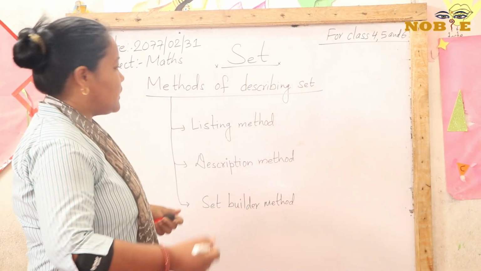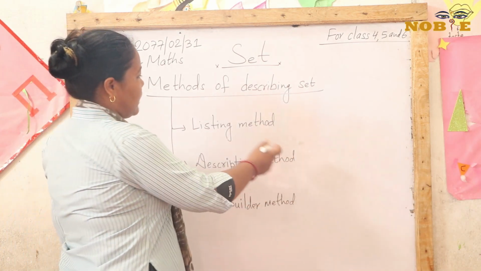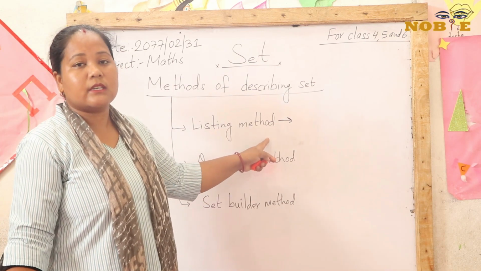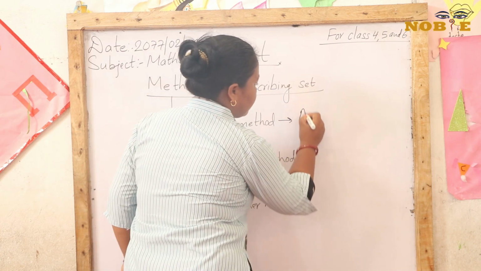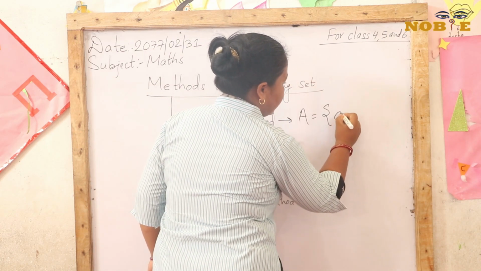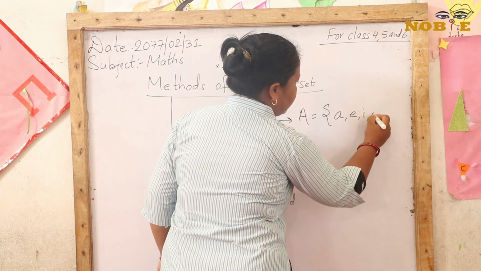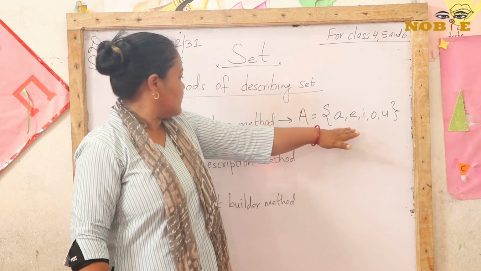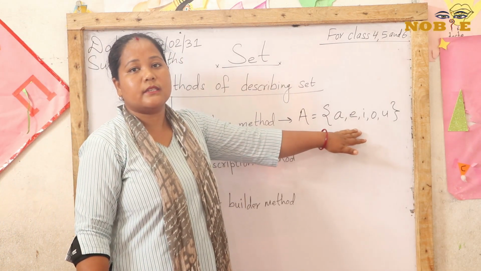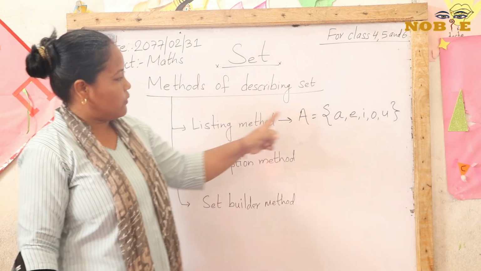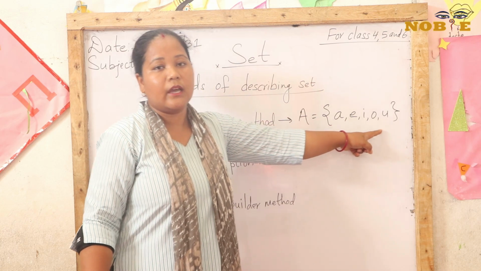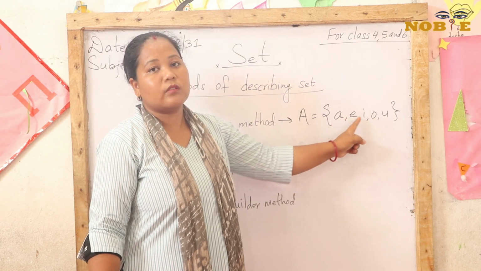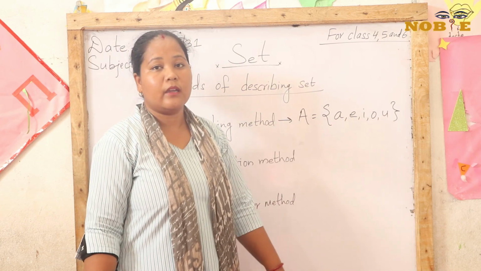For example, the set of vowel sounds. How to describe the set of vowel sounds by listing method? A equals curly bracket A, E, I, O, U. This is the method to describe the set by listing method. In the listing method we are using curly brackets and the elements or the members of the set should be enclosed by curly brackets and separated by comma.